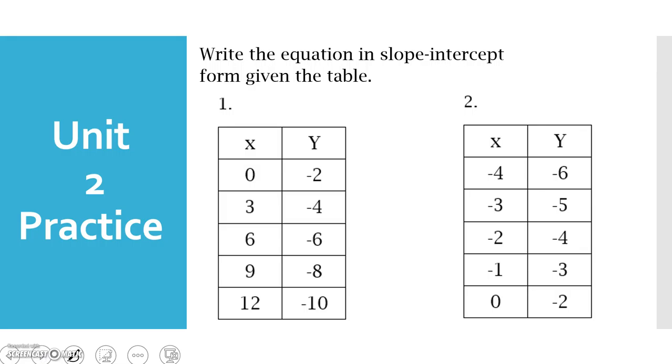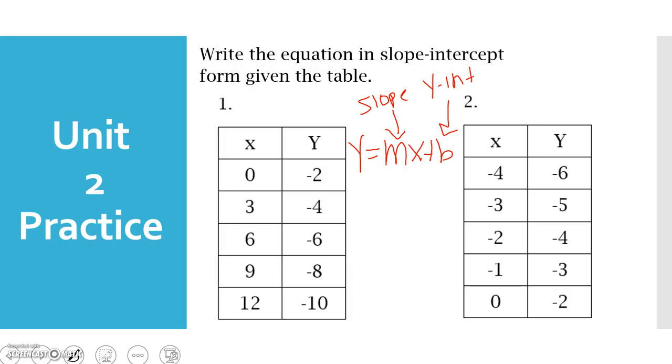Let's look at the fourth page. The directions tell us to write the equation in slope-intercept form for the given table. Alright, so like we talked about yesterday, slope-intercept form is y equals mx plus b, where the m value is our slope and the b value is our y-intercept. So we need those two numbers in order to write our equation in slope-intercept form.